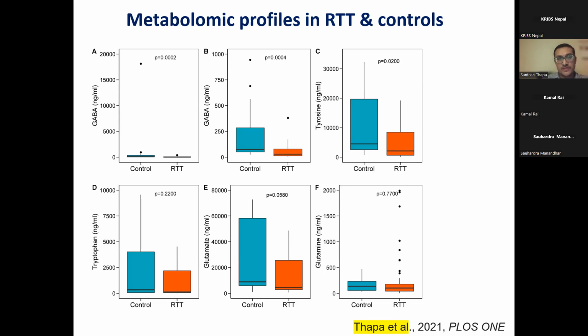And this is true for gamma-aminobutyric acid, but also true for tyrosine. And there was a trend for the other amino acid called glutamate. So essentially showing that not only their microbiome, but also their functional microbiome, if you will, or what are the end products of their bacterial metabolism, are also different between the healthy controls and diseased individuals, as exemplified by the girls or women with Rett syndrome.